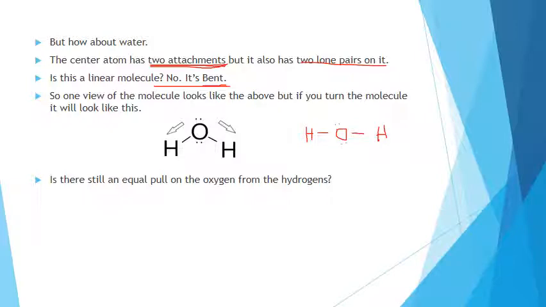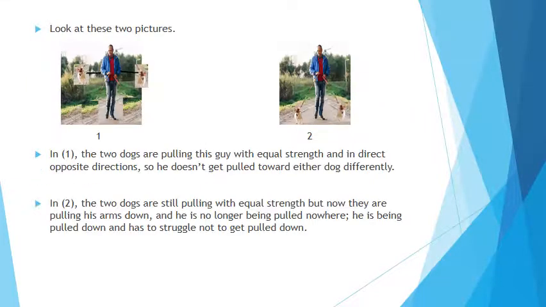So now, is there an equal pull on the oxygen from the hydrogens? Yes, there is, but the directionality is a factor. So here's a picture. I found it on the internet, and he's got 2 dogs pulling on him, and this is an unreal case. But let's say 2 dogs are pulling on him, and they're all pulling in the same line. If this was happening, this guy would stay exactly where he is.